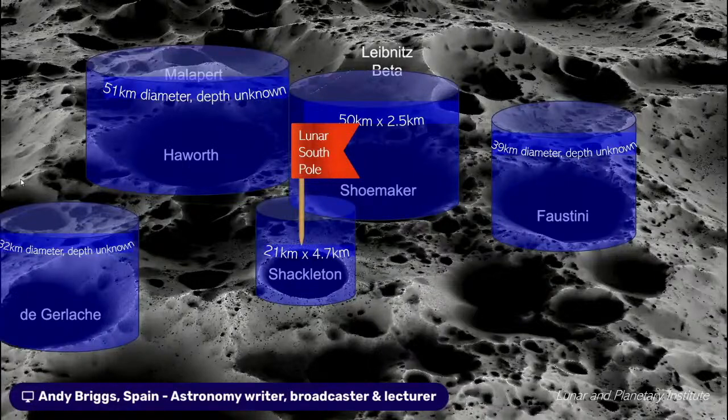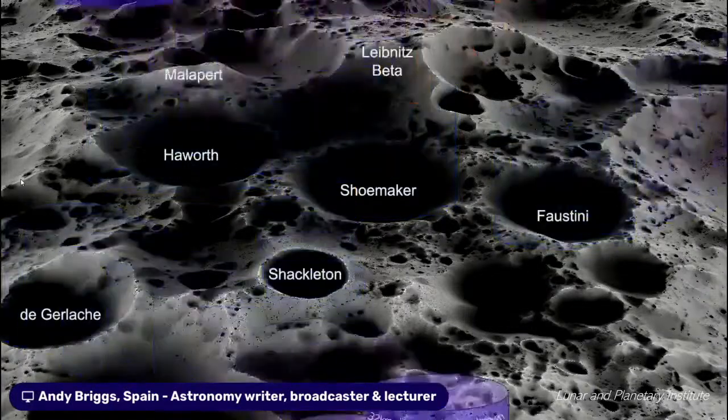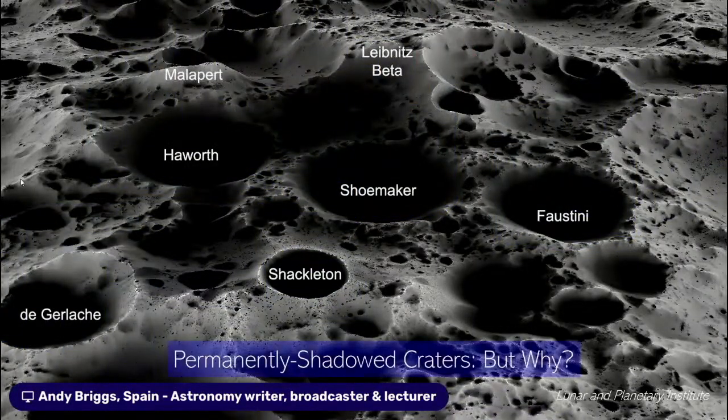And you can see the ridges here between the craters, making the whole landscape look really mountainous and big. Now, interestingly, a lot of these craters are in permanent shadow. The sunlight never penetrates them, never illuminates them.